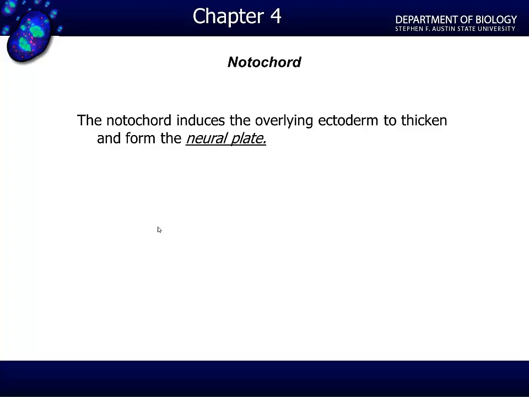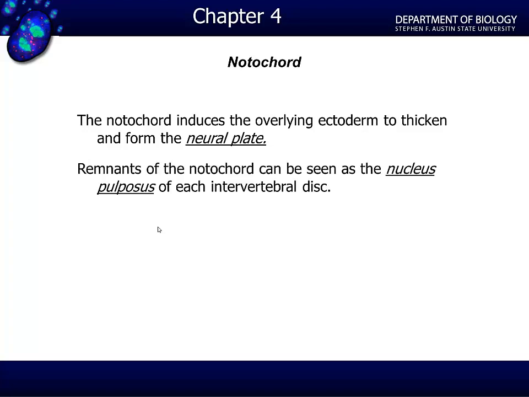So as we've mentioned, the notochord is going to induce the neural plate. And all we're going to see of the notochord, because really in the human body, the notochord is an embryonic structure, an inductive structure, and then it goes away. So the notochord only is going to remain as the nucleus pulposus of each intervertebral disc. The rest of the notochord is going to completely degenerate and be overridden by all of our other tissues.